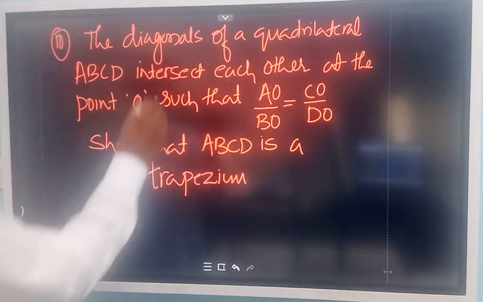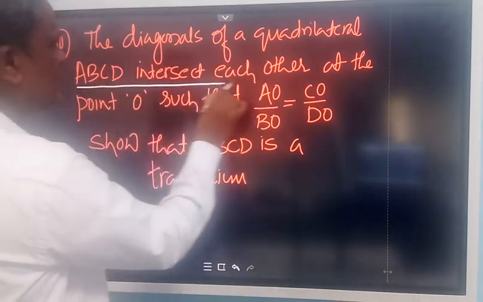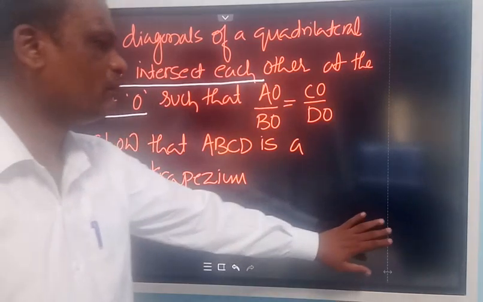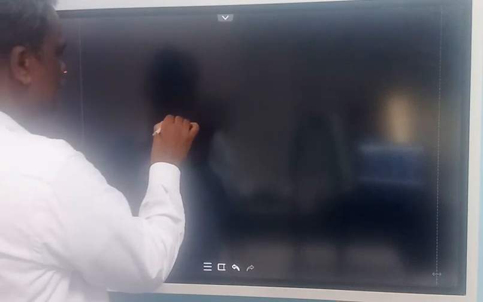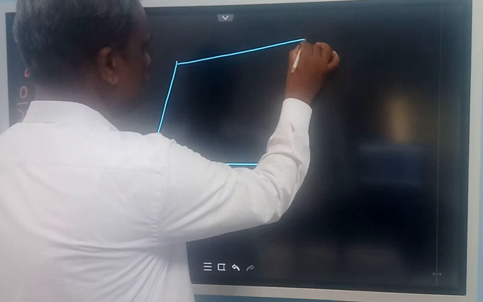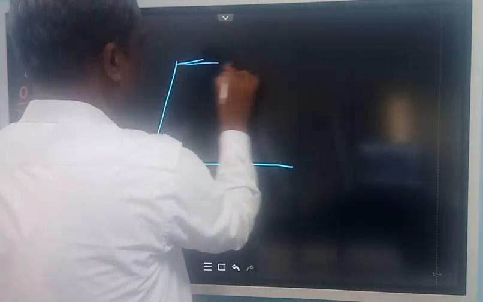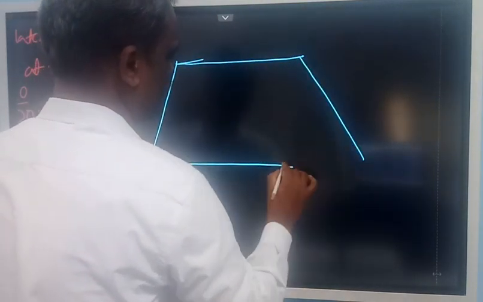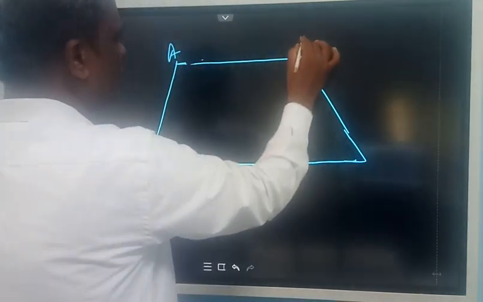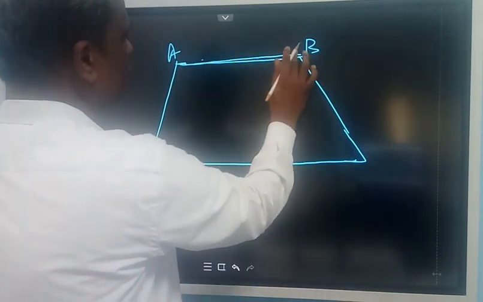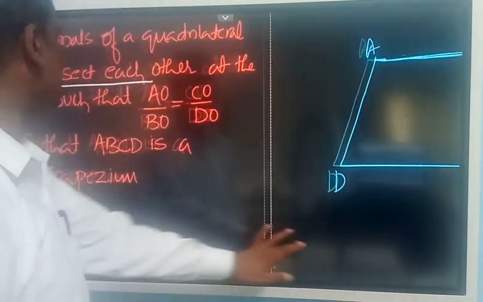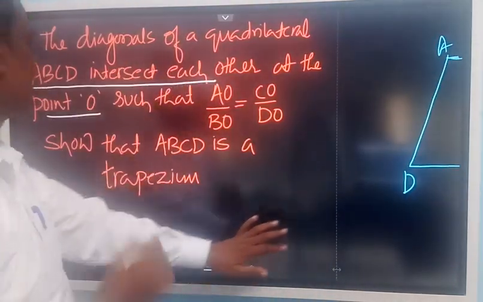Exercise. Diagonals of a quadrilateral ABCD intersect each other at the point O. It's a quadrilateral. So simply let us draw one quadrilateral here. So let us take this is a quadrilateral. It is not a trapezium, they have not mentioned it is a trapezium. Simply they are telling it is a quadrilateral. ABCD is a quadrilateral, and what is given? The diagonals of ABCD intersect each other at point O.